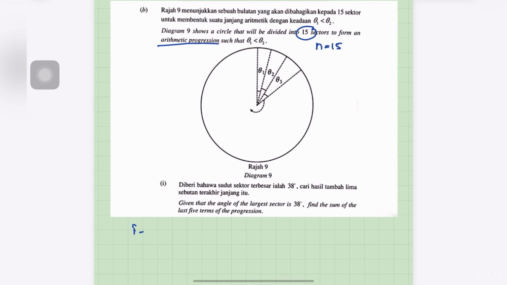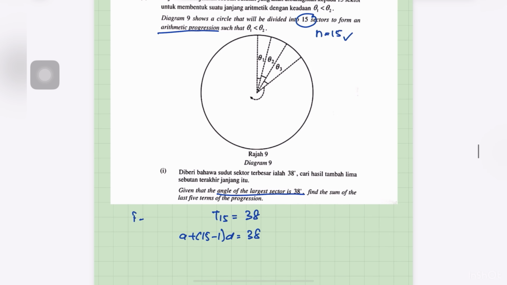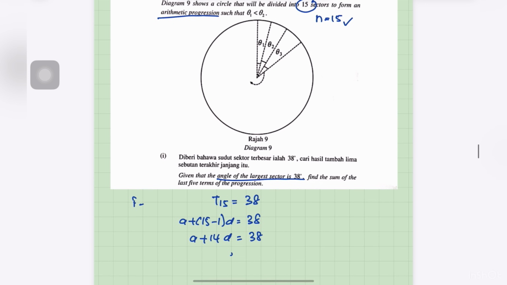So the first one, Roman 1, here we have the statement: the angle of the largest sector, n equals 15. So the largest, T15, equals 38. The formula of Tn for an arithmetic progression is a plus (n minus 1)d. So a plus (15 minus 1)d equals 38. So a plus 14d equals 38. So we get a equals 38 minus 14d.